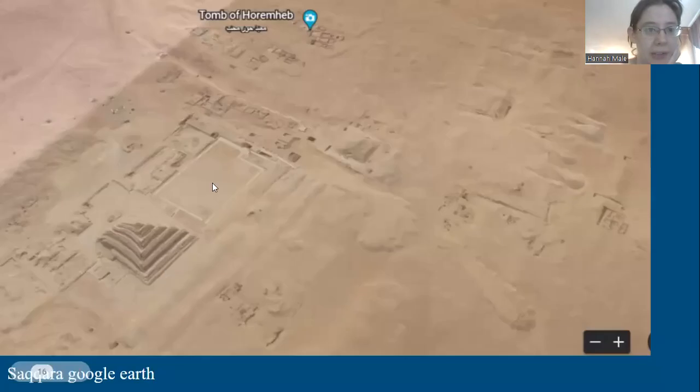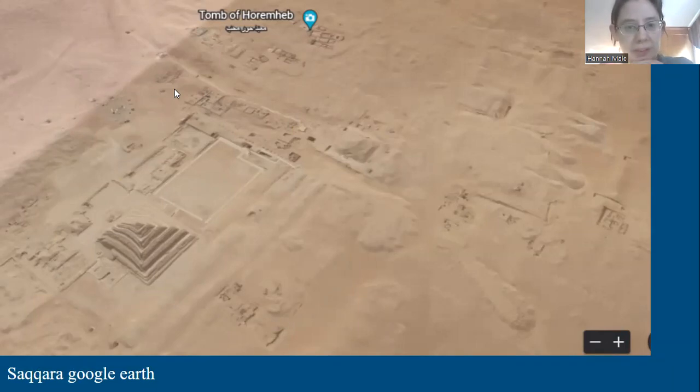So this is Saqqara, again from Google Earth, as it stands now. Saqqara is a little bit more removed from modern Cairo, so it's a little bit further out in the desert. This is the step pyramid of Djoser, probably the most famous monument on the site. And then these are the other buildings and archaeological remains at Saqqara as well. So this gives you, at least from Google Earth, a good sense of Saqqara as a whole.